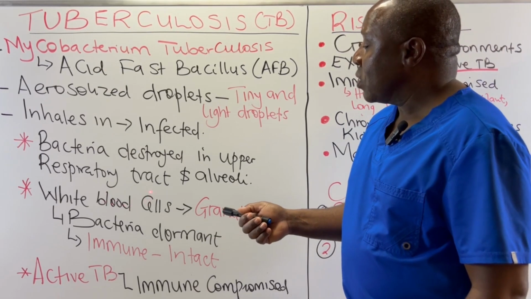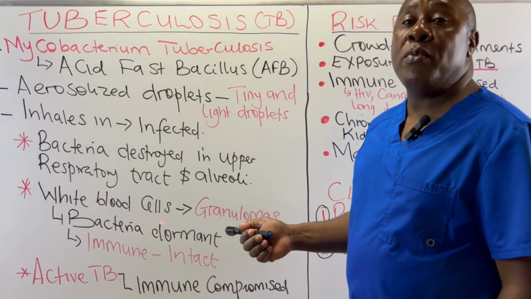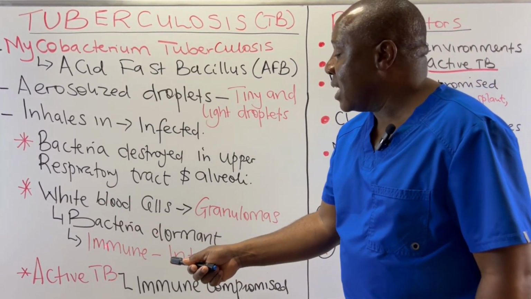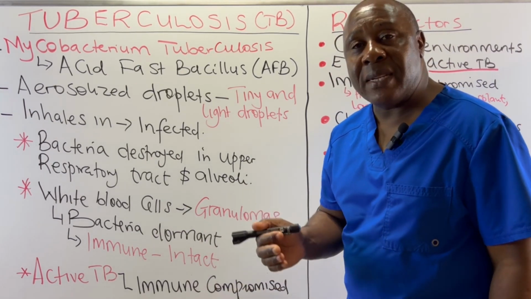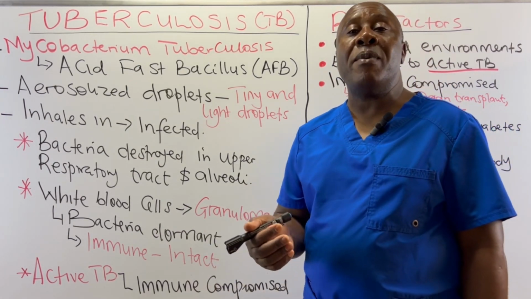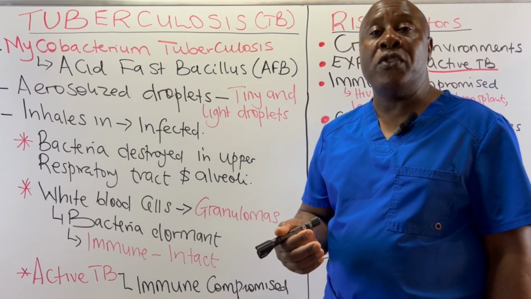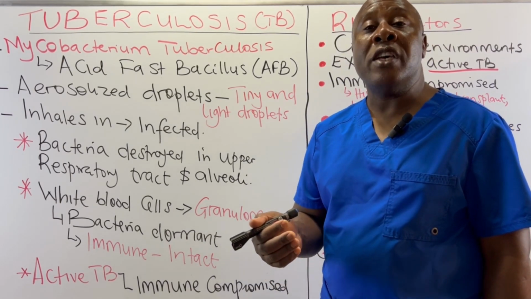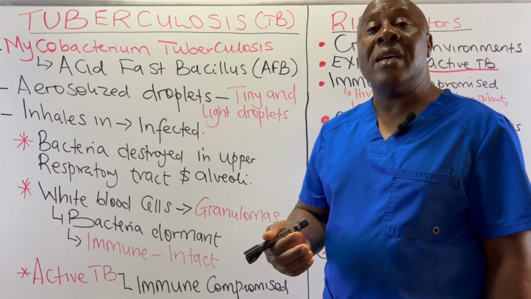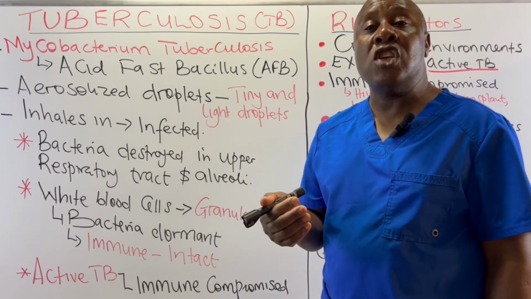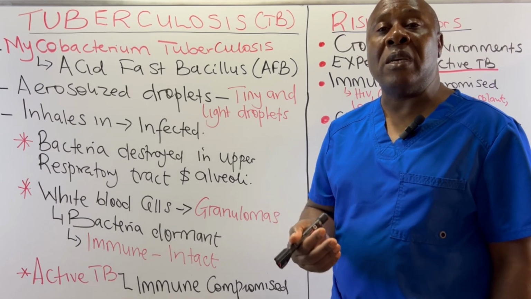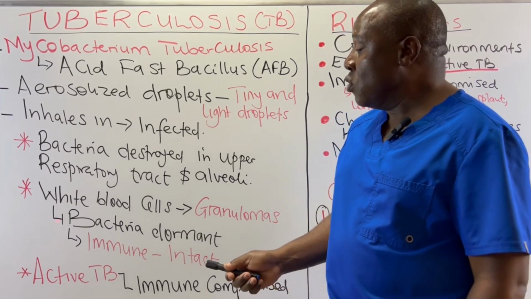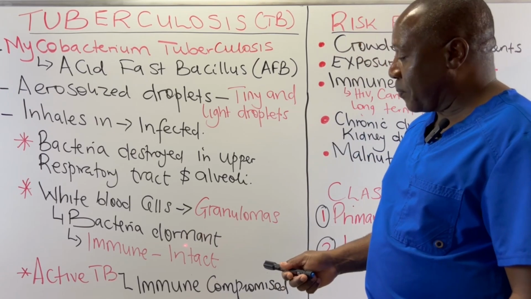But remember, this method will only be effective as long as the immune system of that person is intact. If the immune system remains intact, this bacteria can remain dormant in the body of this person for the rest of his or her life. In other words, the bacteria can stay in this body without breaking out to cause active TB disease, so long as the immune system remains intact.